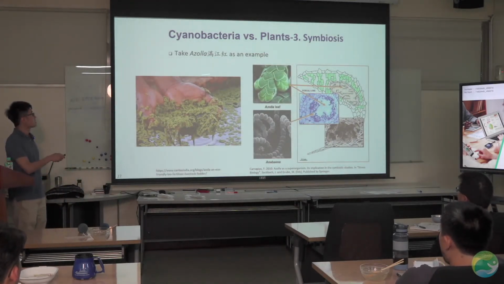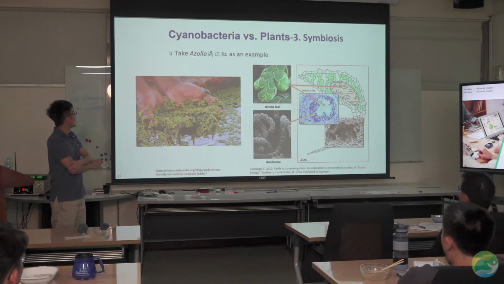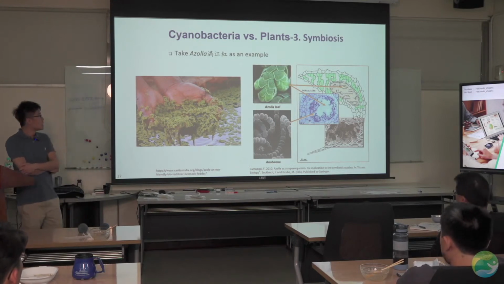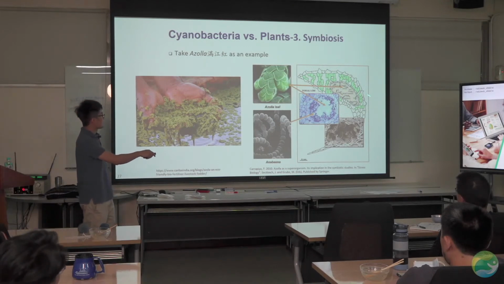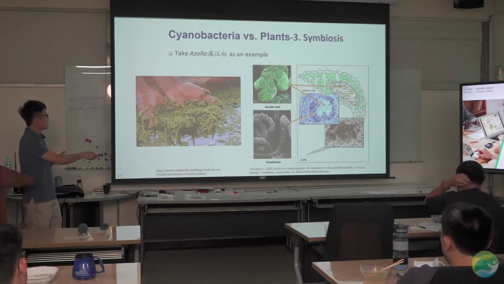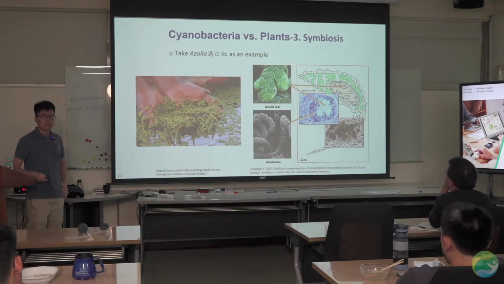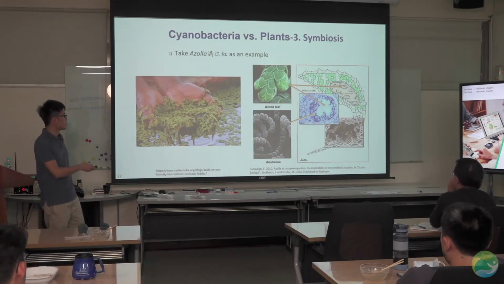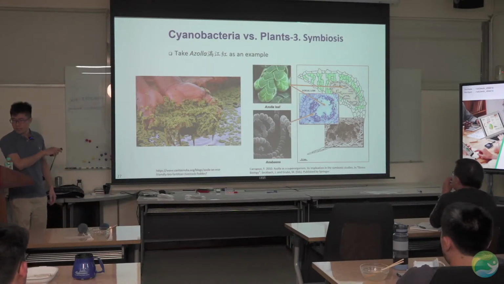You can also find it in 醉月湖 or 生态池, on campus. So Azolla is a fern. It has a central leaf cavity that is empty, and cyanobacteria are living in these leaf cavities. In that, they fix nitrogen and produce the nitrogen source for the plants. So it's a very classic symbiosis example for plants and cyanobacteria.